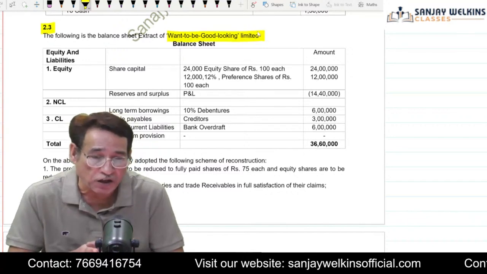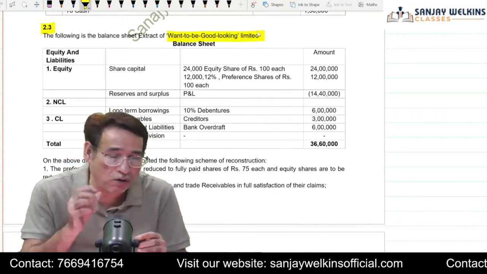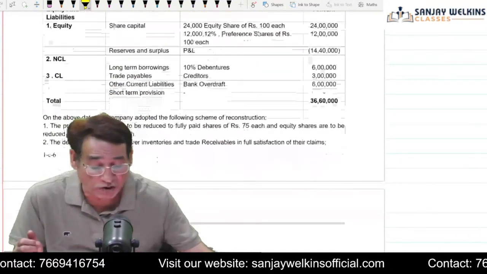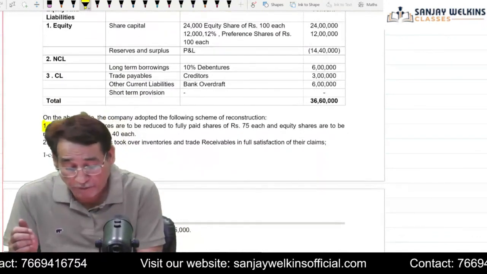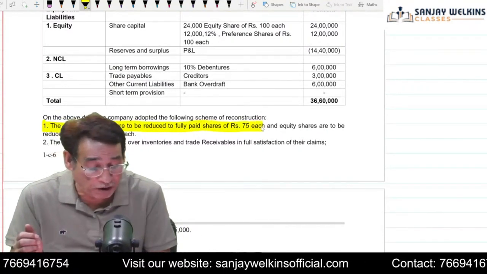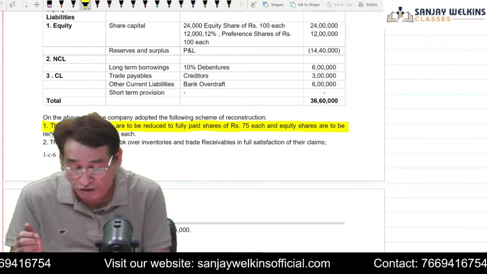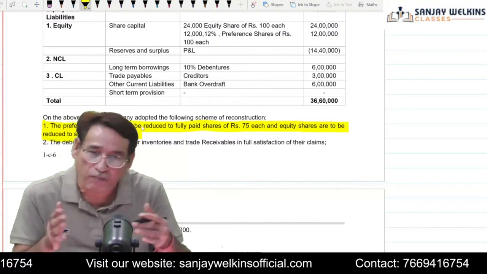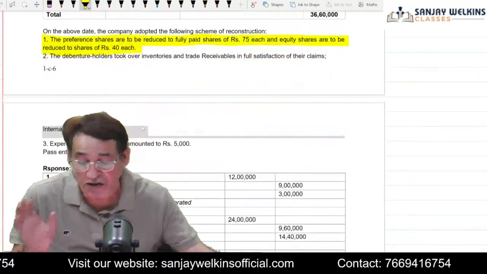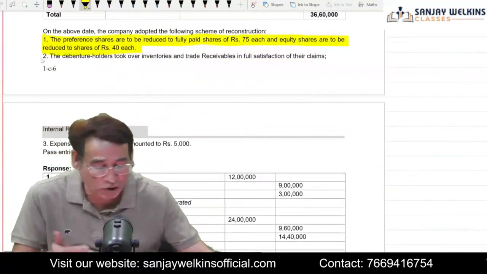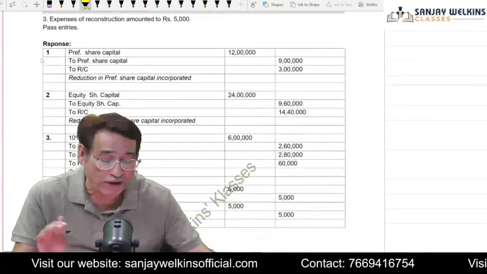Question 2.3. The following is the balance sheet of Too Good Looking Limited. Now, in this particular balance sheet, we are given that preference shares are to be reduced to fully paid shares of 75 each and equity shares are to be reduced to 40 each. You can manage this entry. Now, I'm not going to write it. Although I will show you the entry if you want to, I know you are not having the solution.